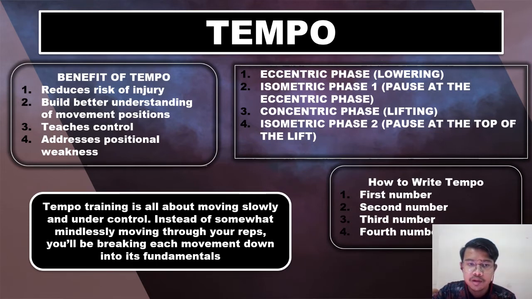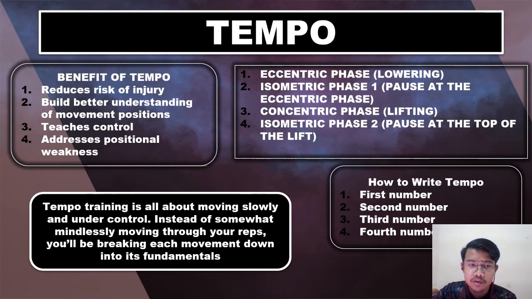The first number, in this case the number 2, refers to the eccentric pace of the movement. It is also known as the lowering pace. So for our squat, this is the part where you squat down. Referring to our tempo sequence, it should take 2 counts to reach the bottom position.